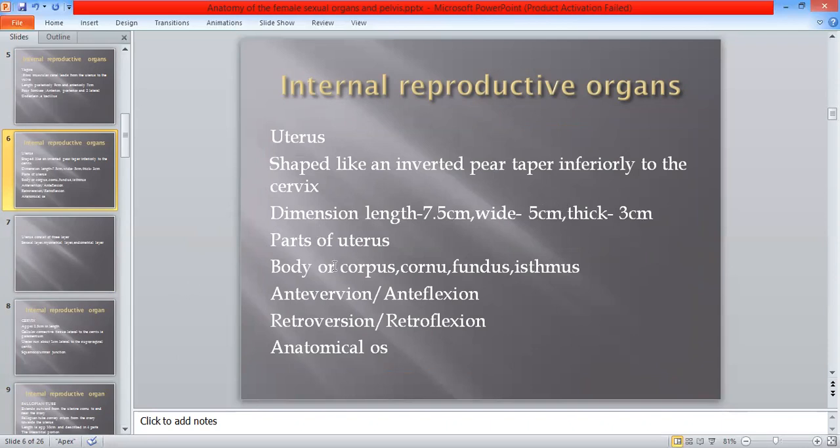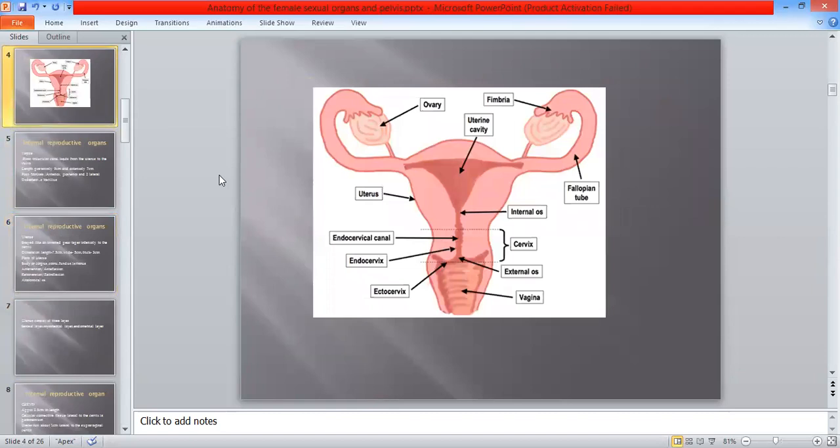The parts of the uterus are the body or corpus, the cornua, the fundus, and the isthmus. Look at the picture. This is the uterus.